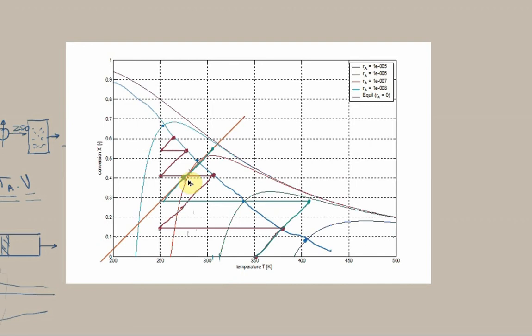Let's correct that. So that's what the second reactor looks like. And then we can cool back from here to 250 again, and you see we are now slightly above that point. And oops, I've drawn that on the wrong layer.